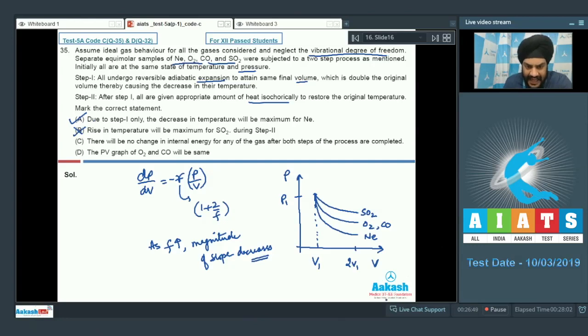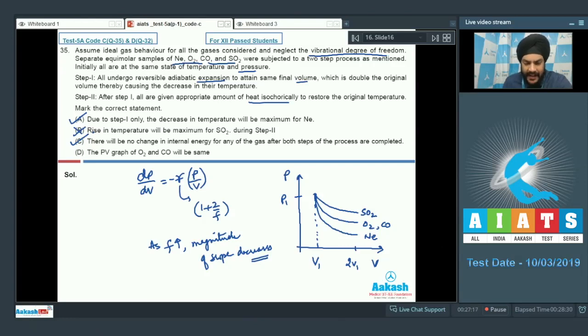If you look at statement C now, there will be no change in internal energy for any of the gases after both the steps of the process are completed. This is correct, students. The gases have been restored to the initial temperature by providing them with heat isochorically. So since the temperature is the same, delta U shall be 0 for all of these given gases.